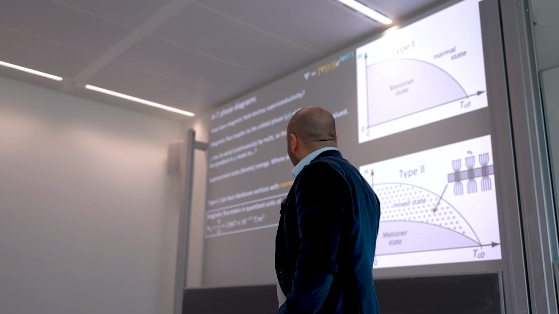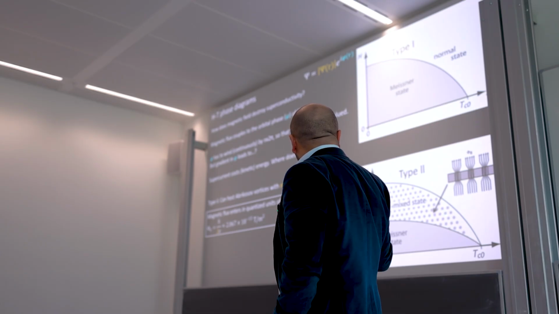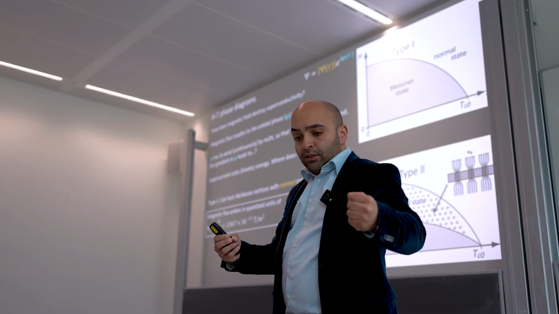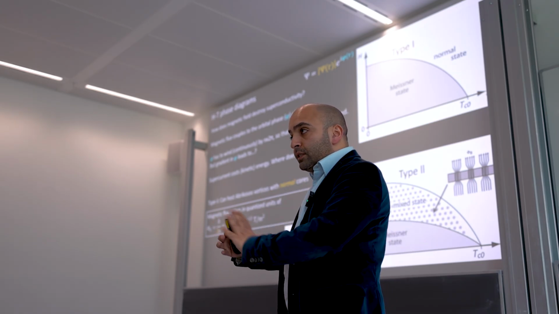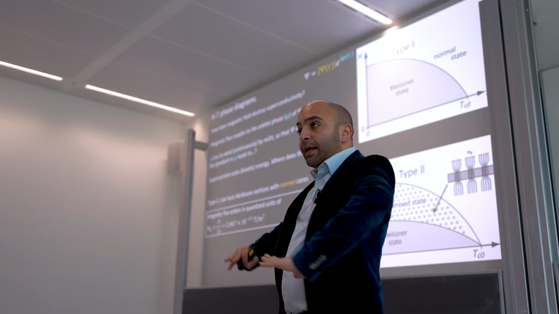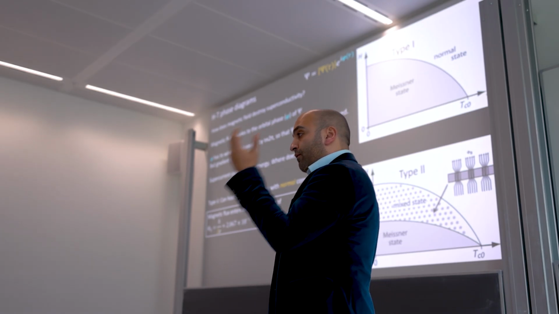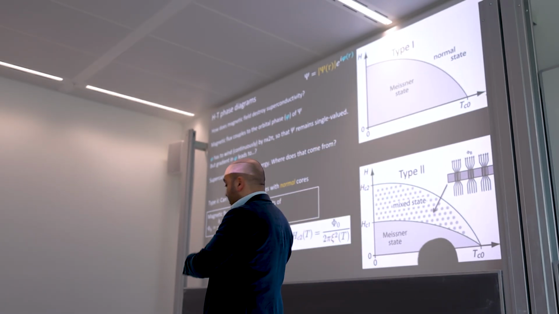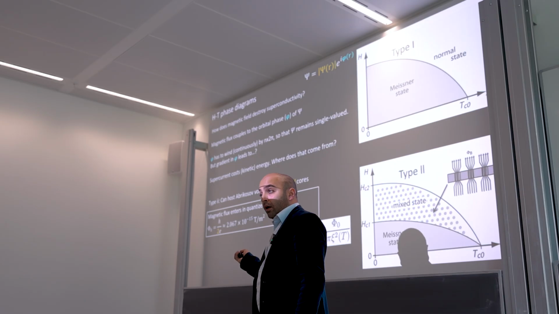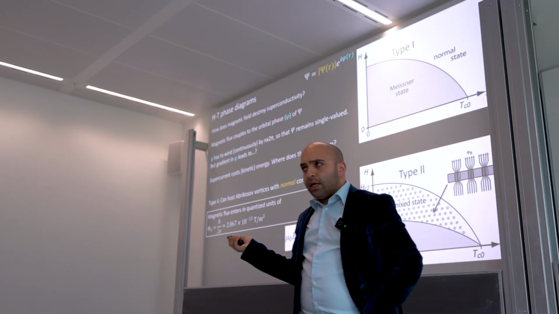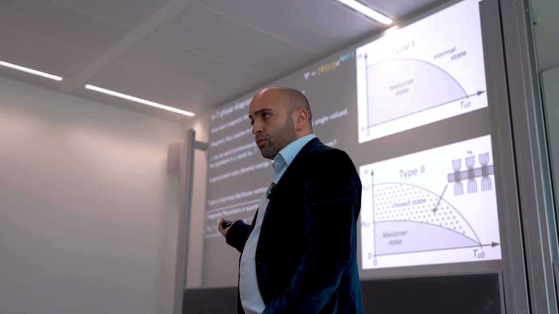So when you apply a field here in a type 2 superconductor, you start having these little holes, these normal regions, and through these normal regions, magnetic flux can penetrate, but flux needs to be quantized in units of phi naught. Clear so far? Yeah?